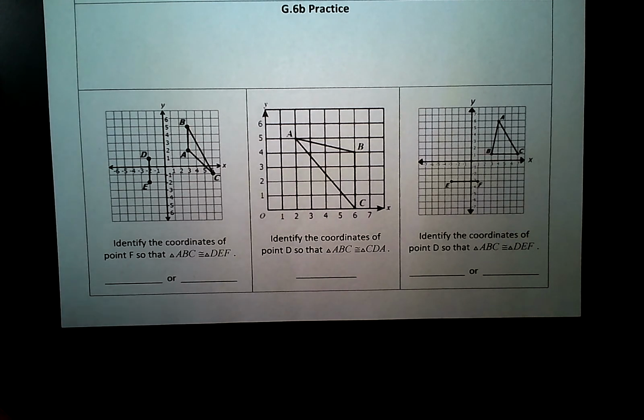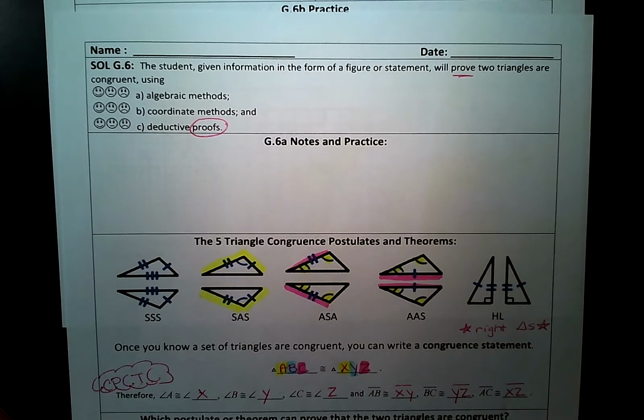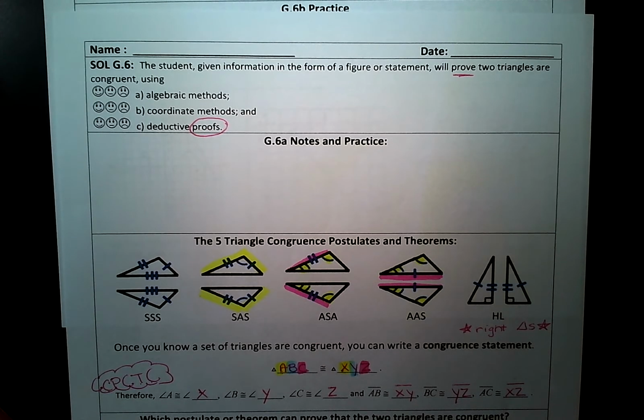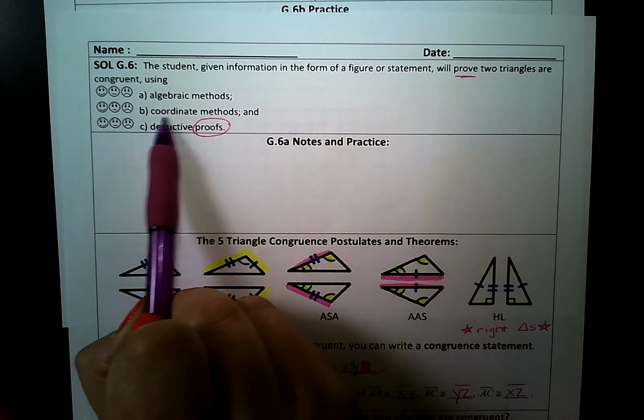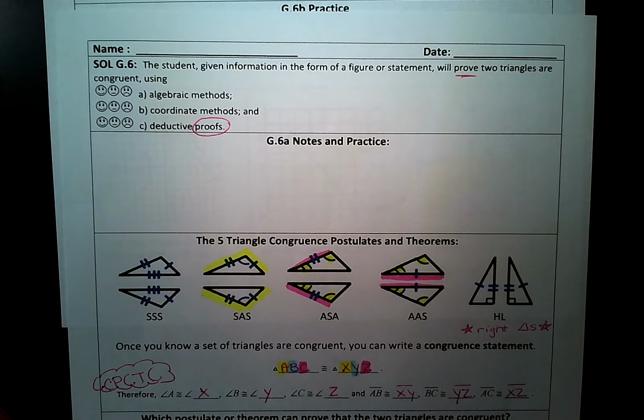Part B is looking at proving two triangles congruent using coordinate methods. Coordinate methods, which means we're going to be graphing some here.